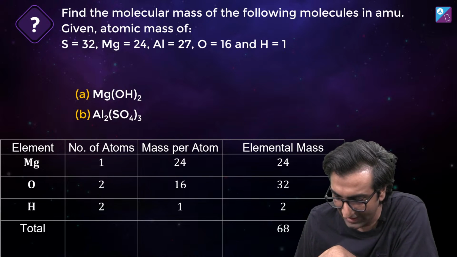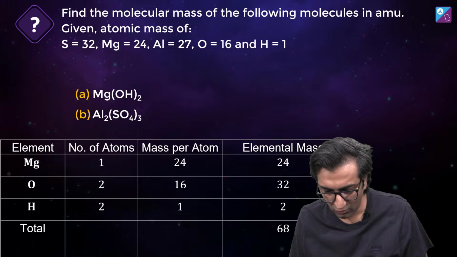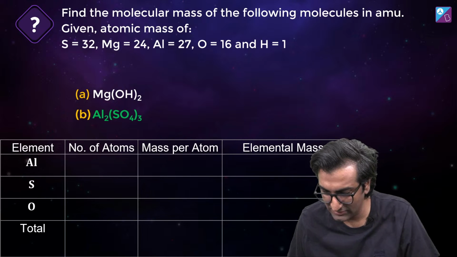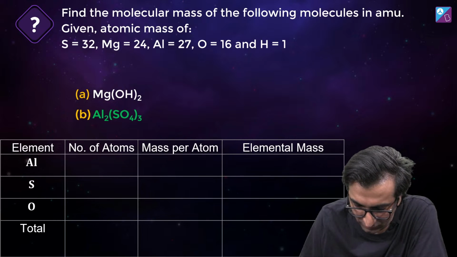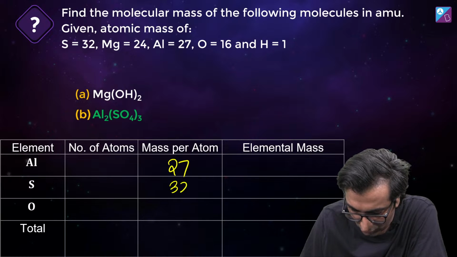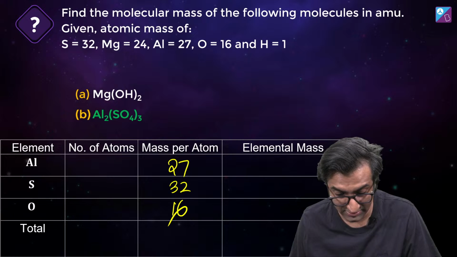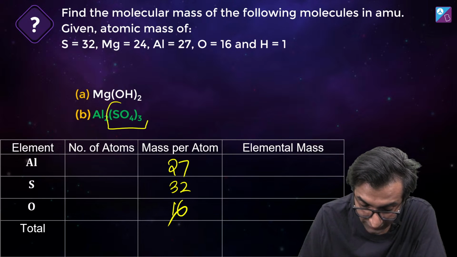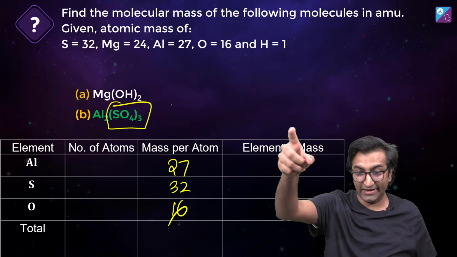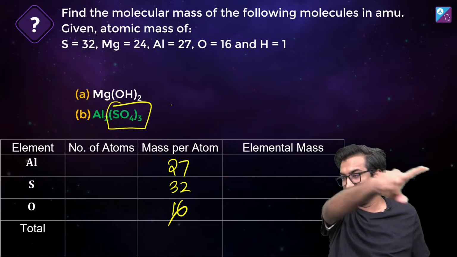Next one. What about aluminium sulfate? Same चीज करिए. Yeah, aluminium mass is 27, 32, 16. Okay, mass of one atom. But now the number of atoms have changed. See, be careful about this. Please do this. I'll give you 30 seconds to do this. जल्दी करो तीनों channel पे. जल्दी करो please.